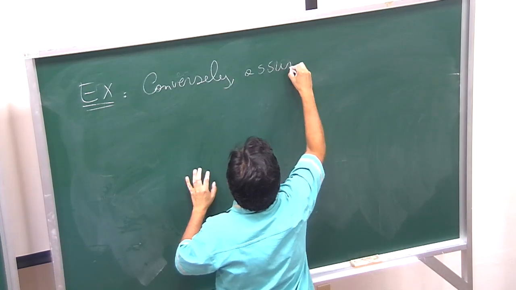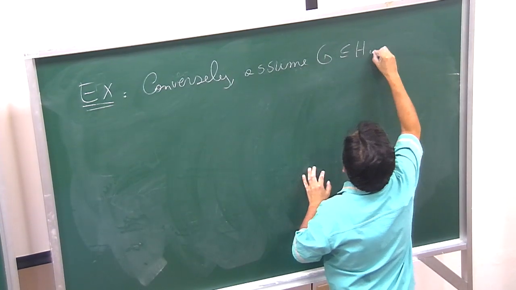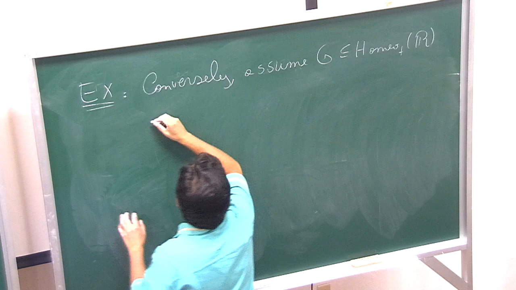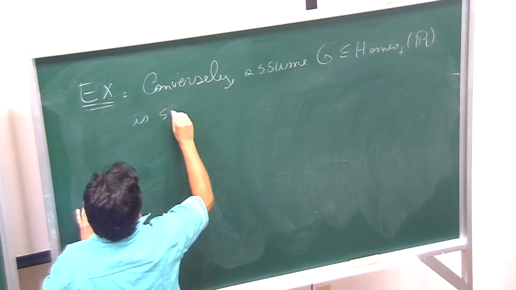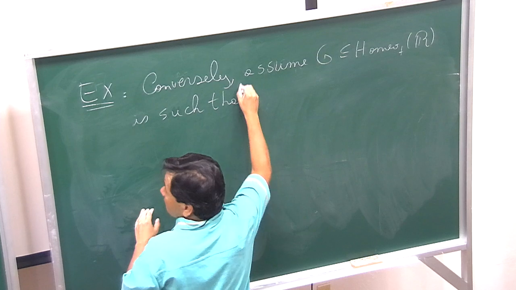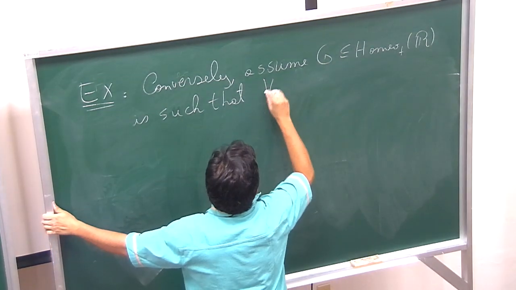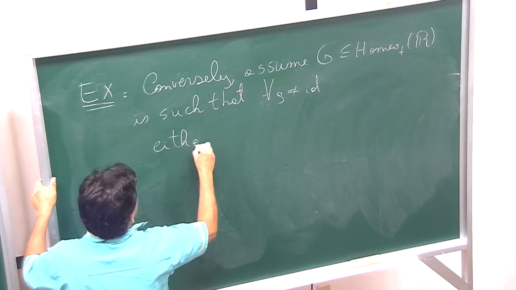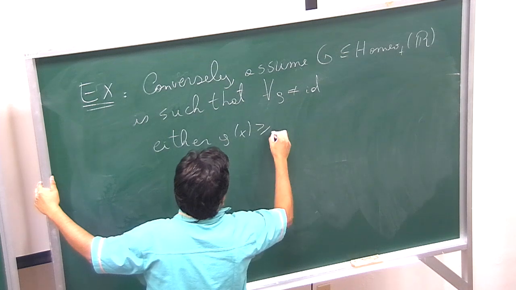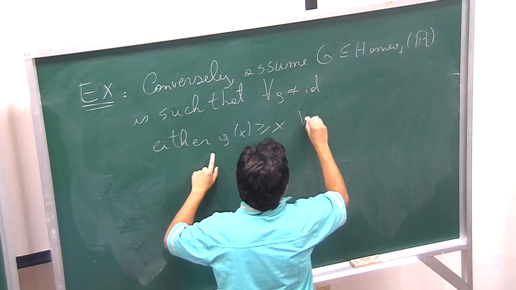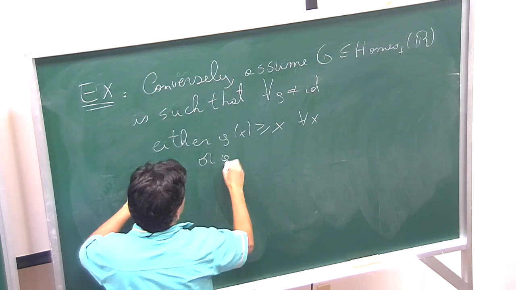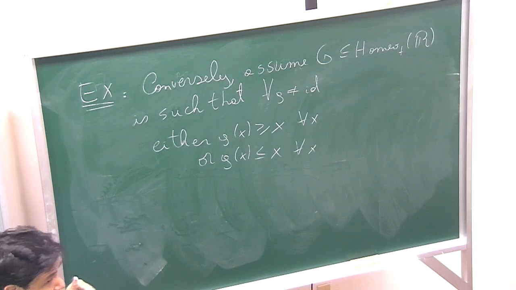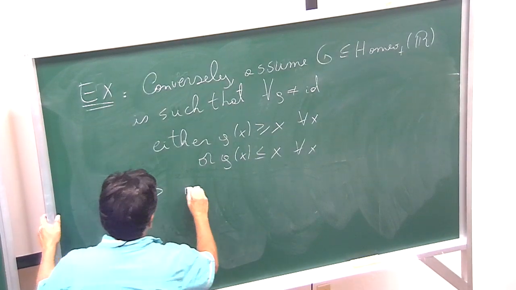assume that you have a subgroup G of the group of homeomorphisms of the real line, orientation preserving, such that this property holds. So for every g different from the identity, either g(x) is always larger than or equal to x, or g(x) is smaller than or equal to x, for every x simultaneously. Then the group is biorderable.